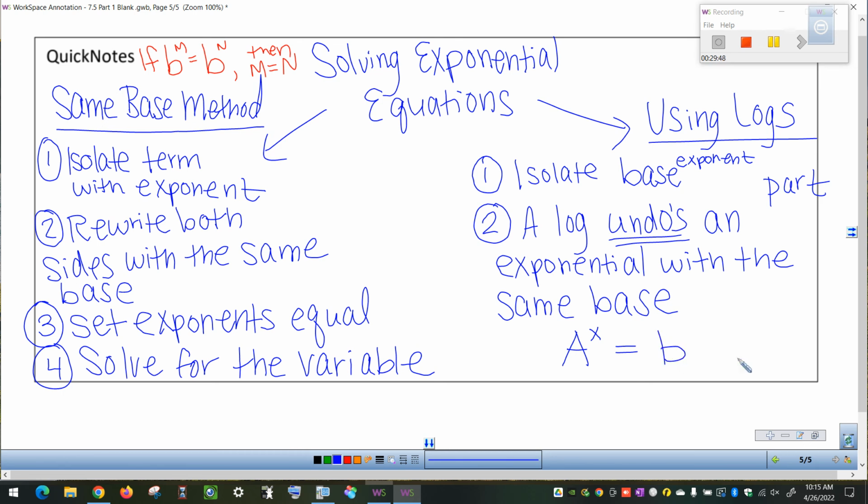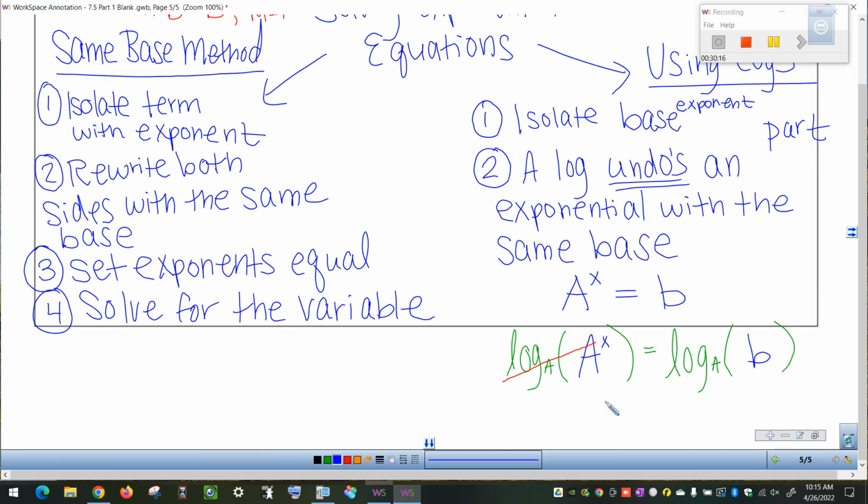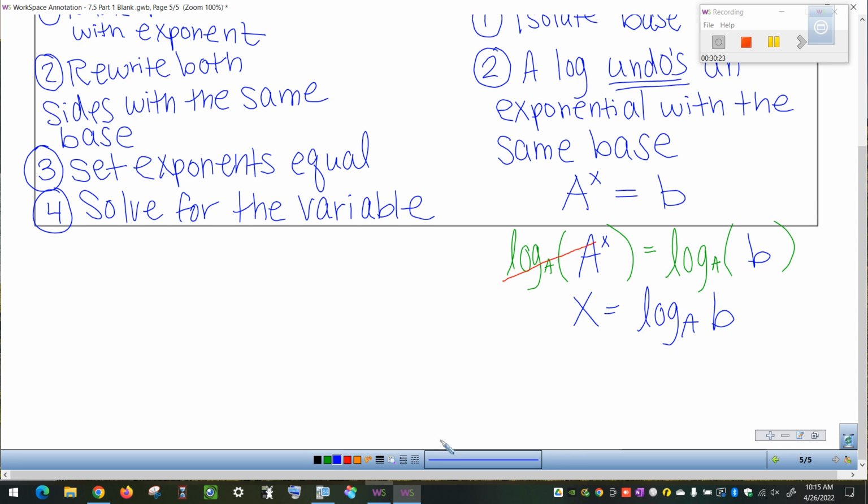So if we have something like a to the power of x is equal to b, all we need to do here on both sides is log base a. And on the left-hand side here, the log base a of a to the x part, everything will cancel except for x. So log base a of a, those are going to undo each other. So it's really just that x is equal to log base a of b.